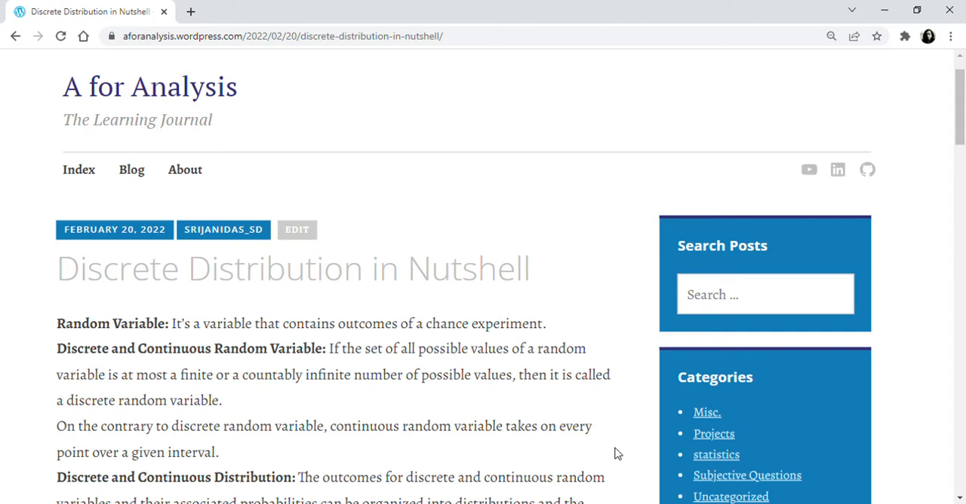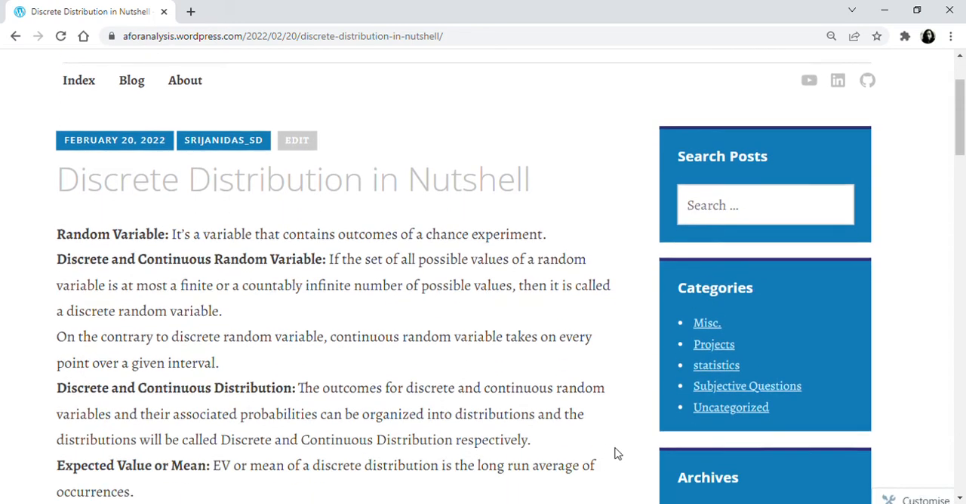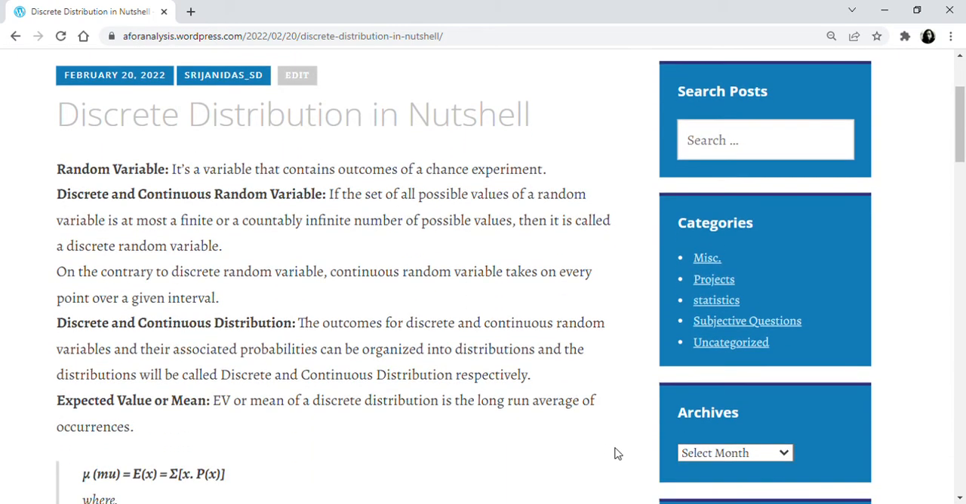Now, random variable can be of two types. One is discrete random variable and the other one is continuous random variable. If the set of all possible values of a random variable is at most a finite or countably infinite number of possible values, then we will call it a discrete random variable. So in easier words, I would say discrete random variable is the random variable which takes discrete values, or of course it will take some finite number of values.